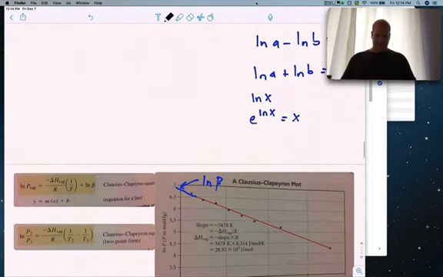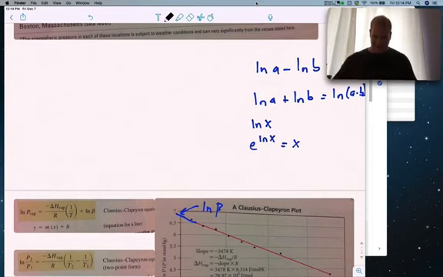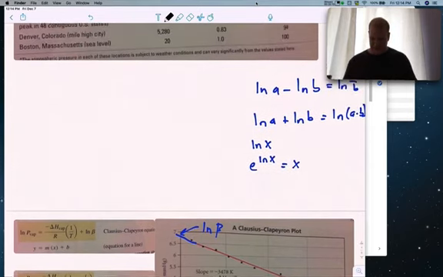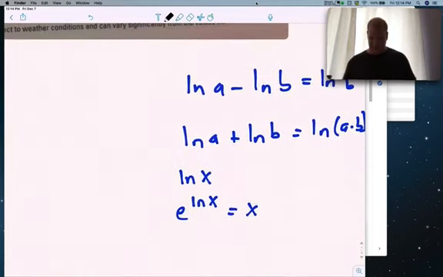And there's a couple things I want to talk to you about. So natural log rules. So here are two natural log rules. Natural log of A minus natural log of B is the same thing as natural log of A over B. Natural log of A plus natural log of B is the natural log of A times B. And what are natural logs? If you take e to the natural log of whatever value, it spits that out.